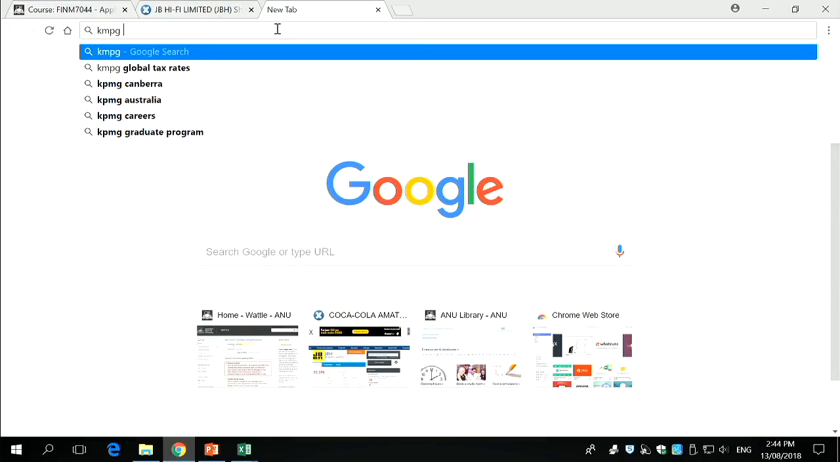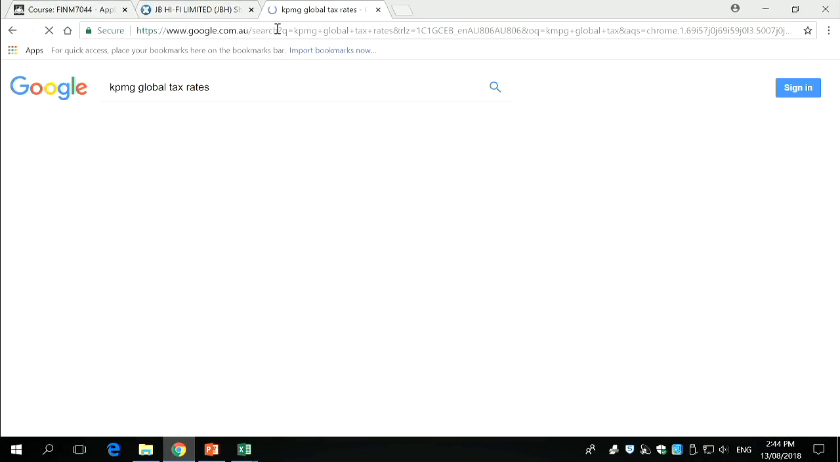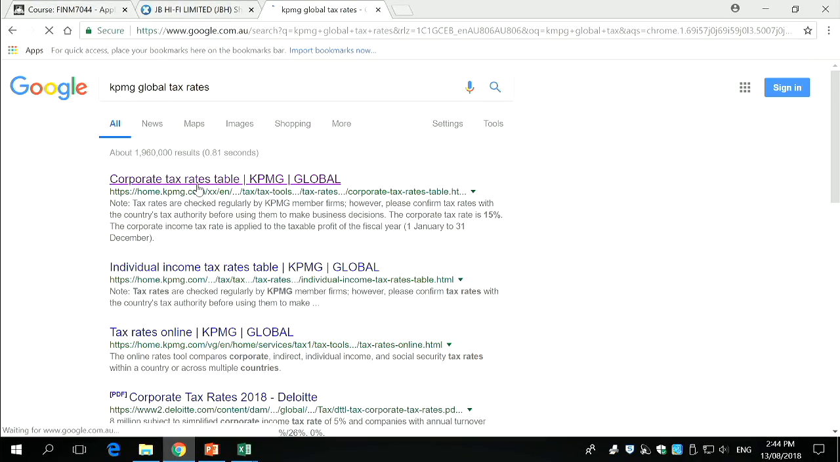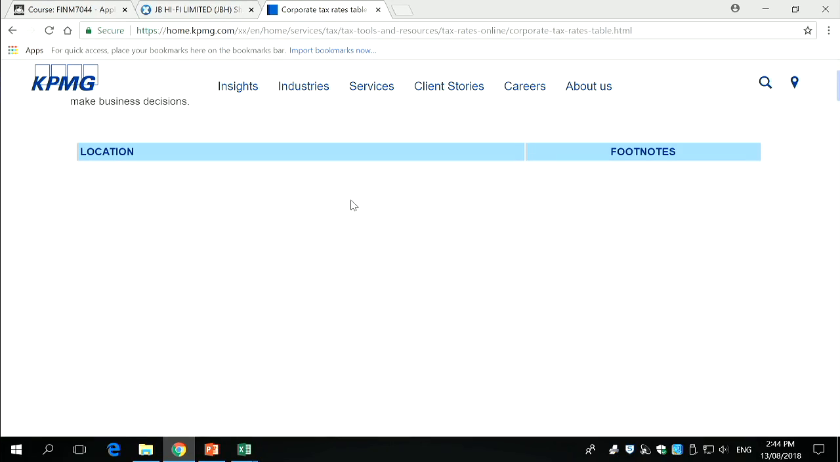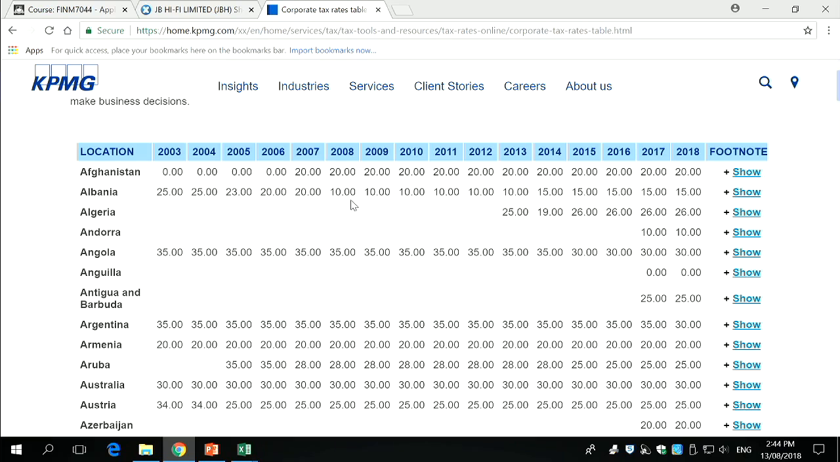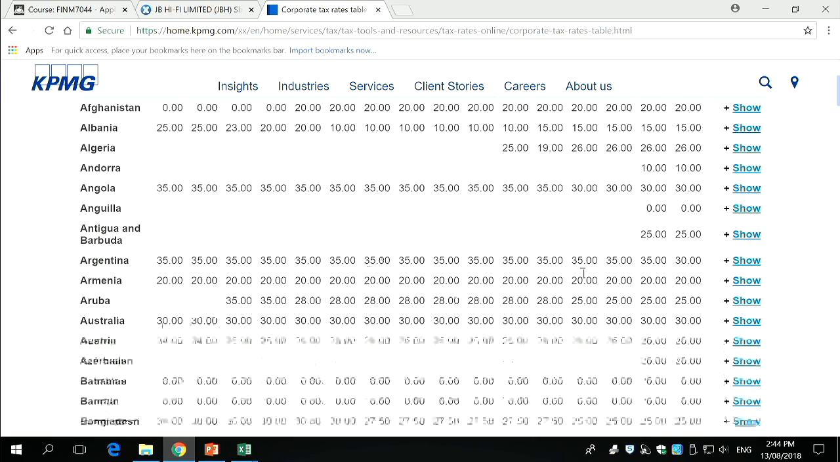So KPMG have these global tax rate tables. So if you're valuing a company in America, in Canada, in whatever country, obviously use the tax rate of that particular country where the company operates. Here we go. So Australia, 30%. So for T, please use 30%.